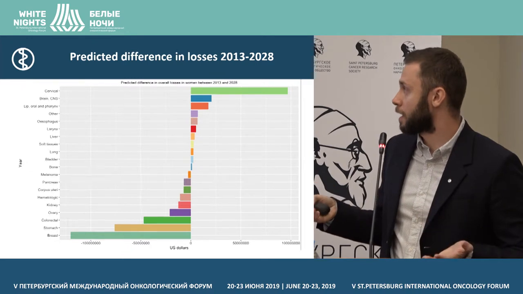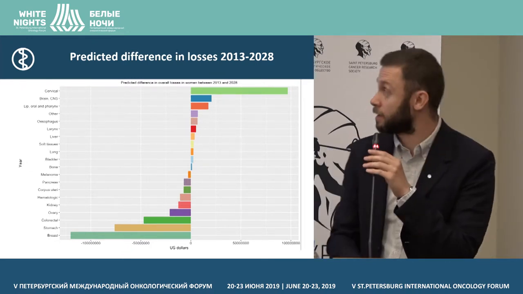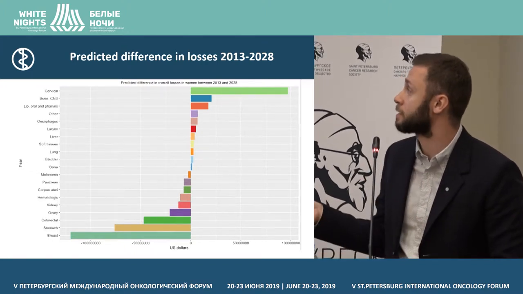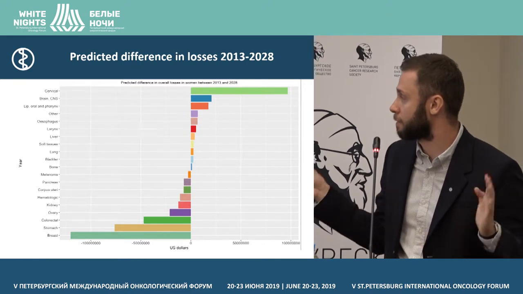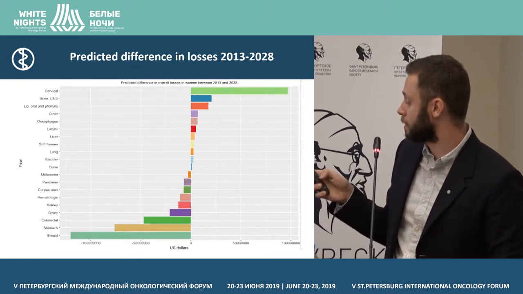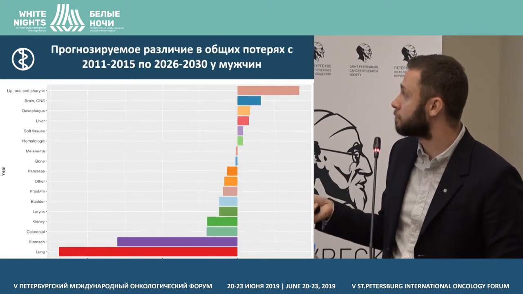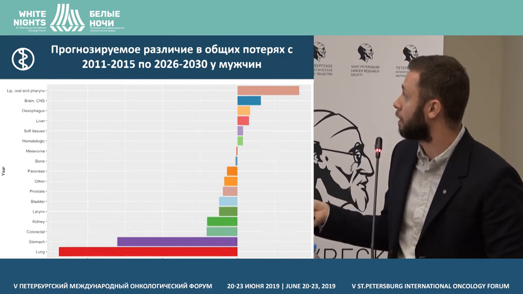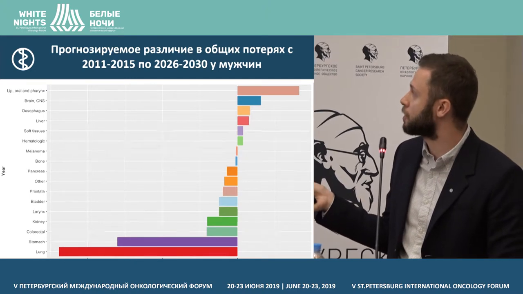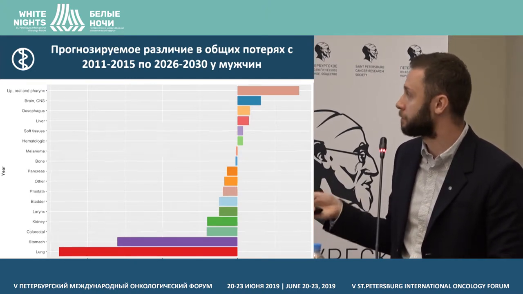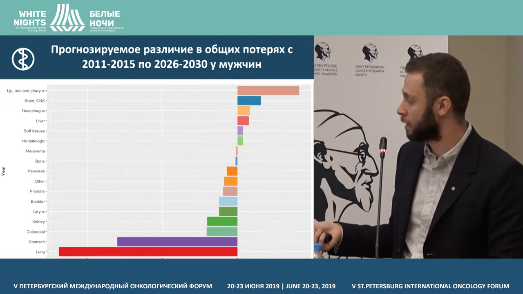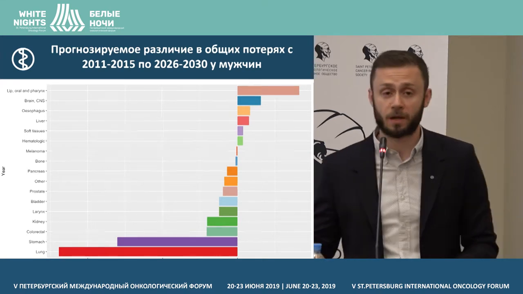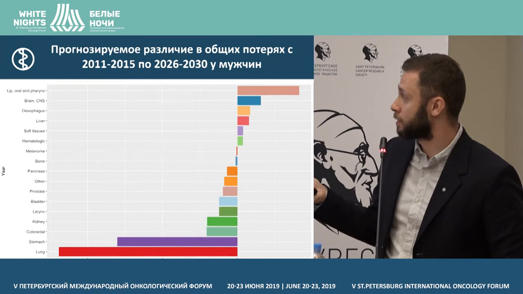If we see what's going to happen in the next 15 years, what are the differences in losses? We'll see that for cervical cancer, the difference is the highest. It's in women, and in men we were surprised to see that it's lip, oral cavity and pharyngeal cancers. This is the predicted change in overall losses in men. And at the same time, we see a different trend for lung cancer, for stomach cancer, for more traditional cancers, which we had in Russia.